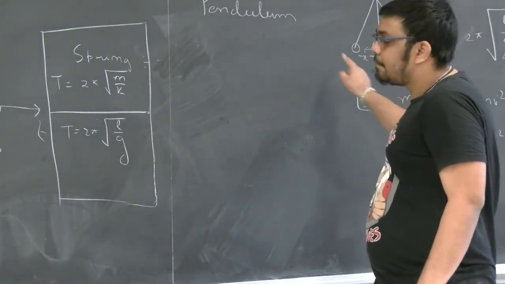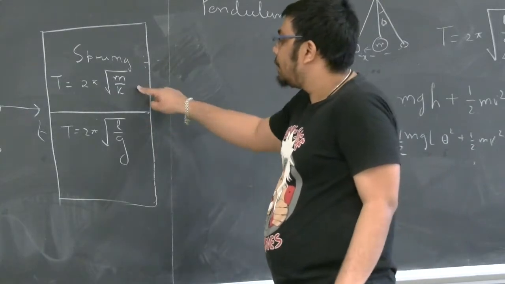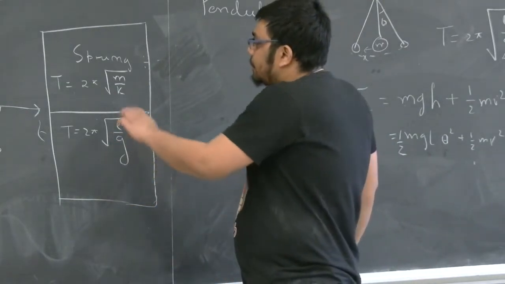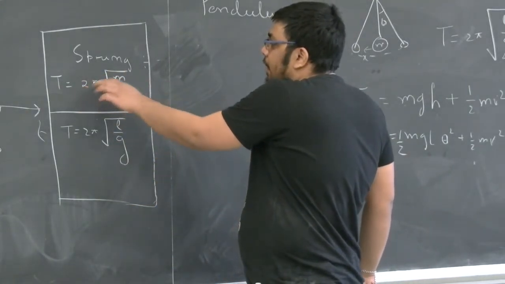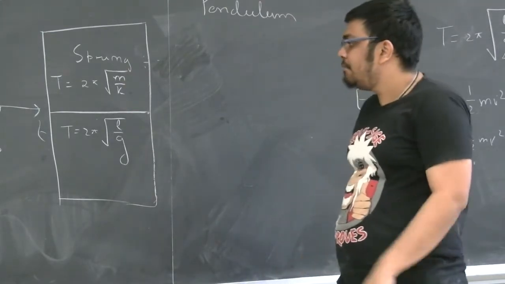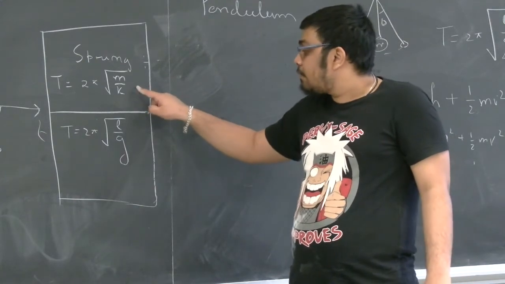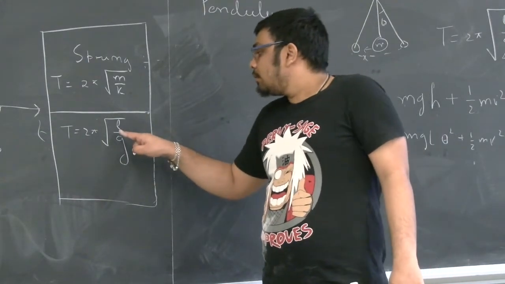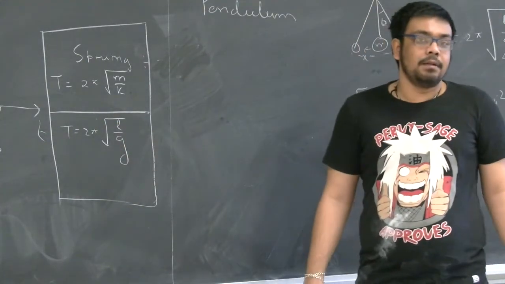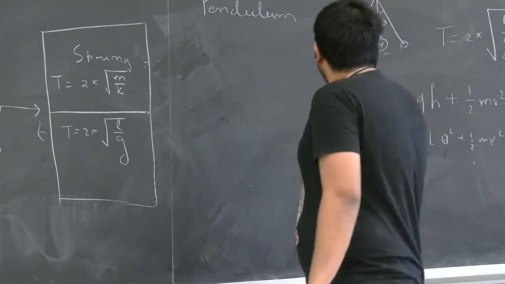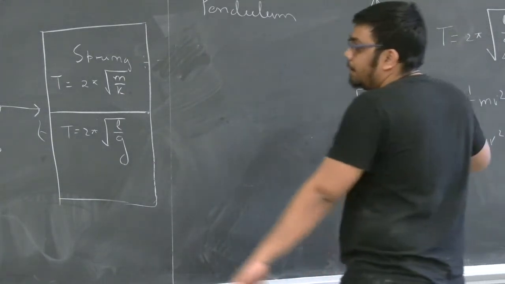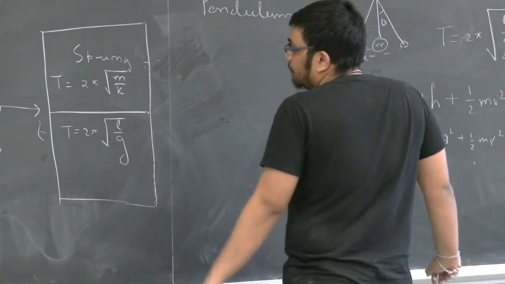But how the mass affects the period is different for the spring and the pendulum. So for the spring, we see that the period is directly proportional to the square root of the mass. So if we increase the mass, the period will increase. But for the pendulum, the period has no mass dependence. So no matter how heavy this is, the period will still be the same.